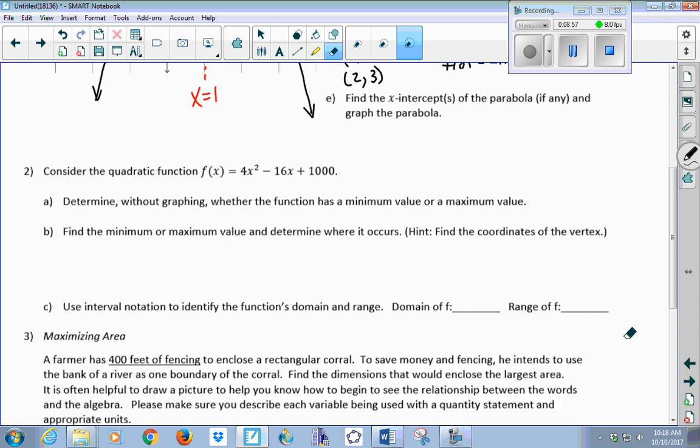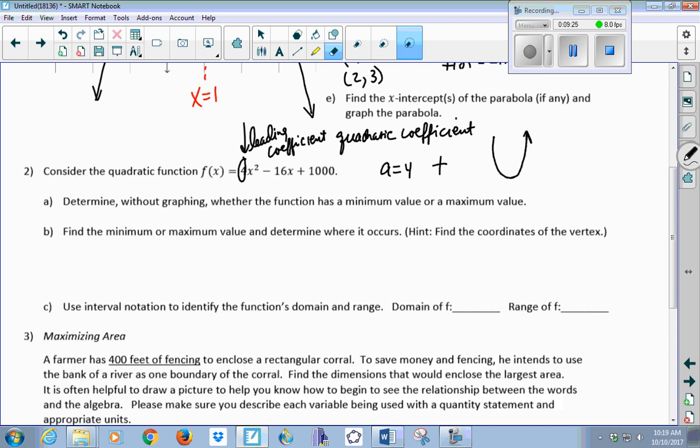To help you with that idea, you look at the leading coefficient here, or your quadratic coefficient. There's another way you could define that coefficient. It's the coefficient of your quadratic term. So since a equals 4 and that's positive, then we know we're going to have a parabola that opens upward. So we will be finding a minimum value. So let's find that minimum value.